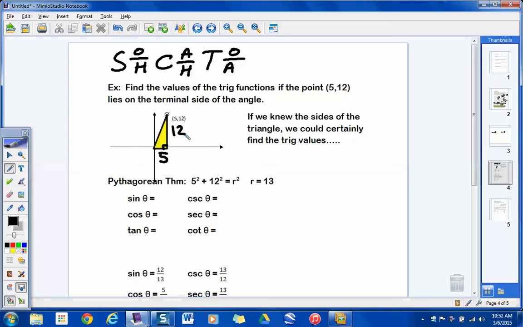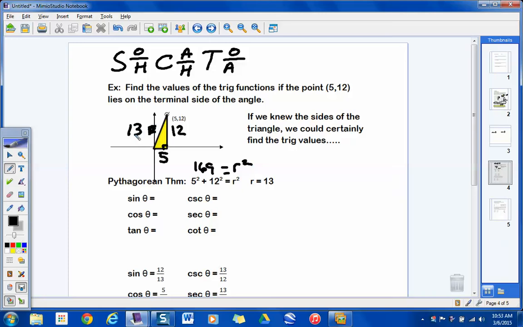You guys remember Pythagoras, right? And his theorem: a squared plus b squared equals c squared. A and b represent legs, right? So by this, 5 squared plus 12 squared would equal r squared. When I solve this, 25 plus 144 is 169, which equals r squared. What's the square root of 169? 13. So that makes this radius right here a 13.